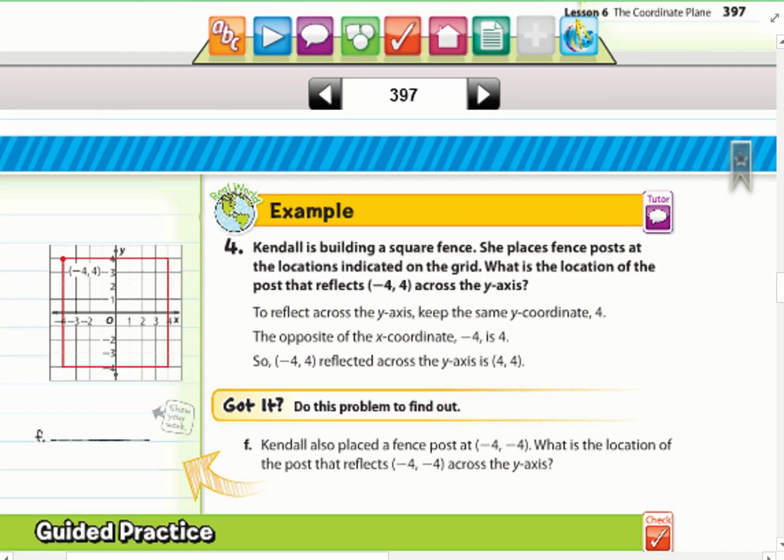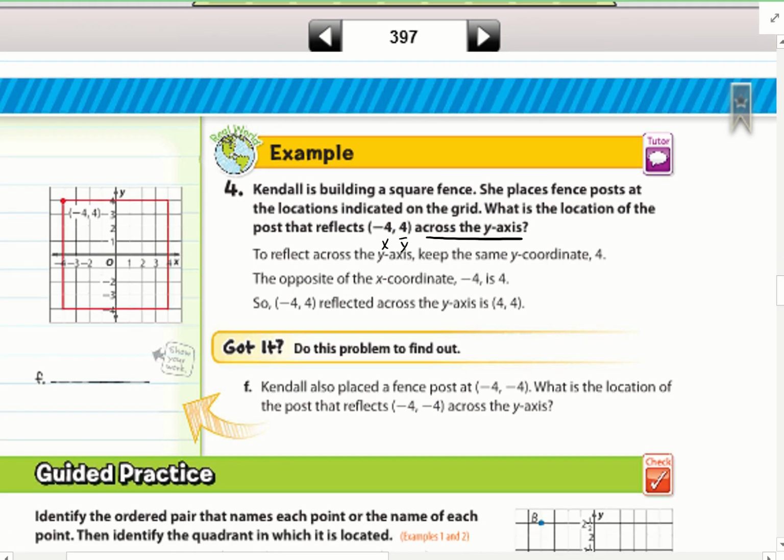So example 4, it's going to be the same thing. This time it's asking for a reflection across the y-axis. So my y is going to remain the same. Here, that's my y. And my x is going to be my opposite, so my final answer should be +4, +4.